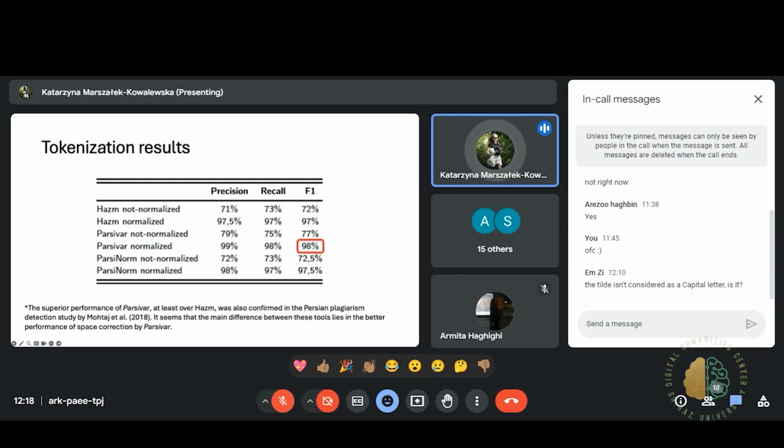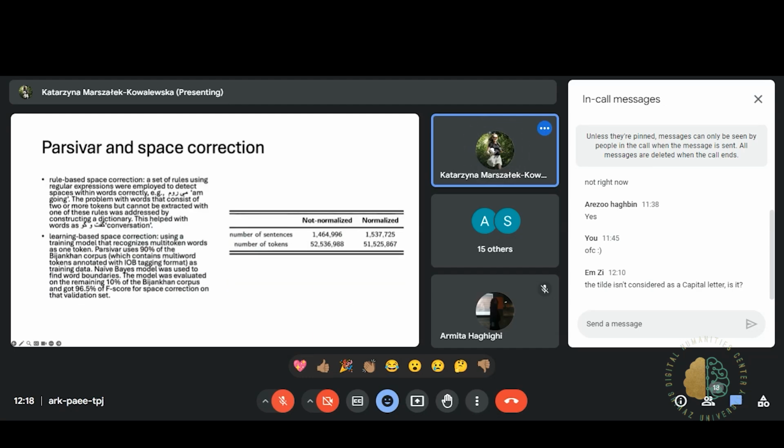Based on this result, I decided to choose Parsevar, because it achieved the best results. And another indication was also a study conducted by Muhtai and colleagues, which also showed the superior performance of Parsevar, at least over Hasm, in the experiments they did for the Persian plagiarism detection.